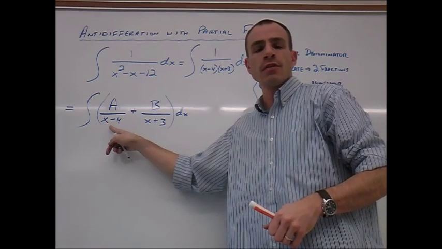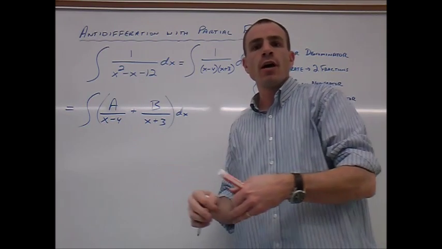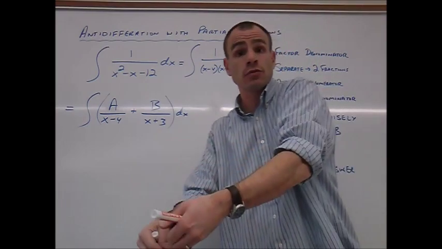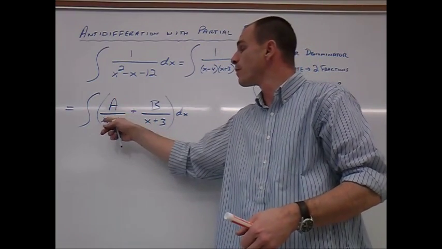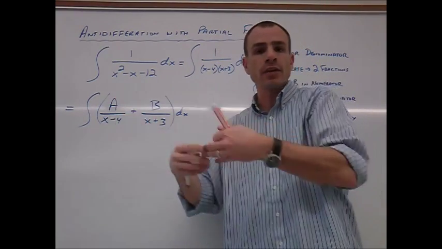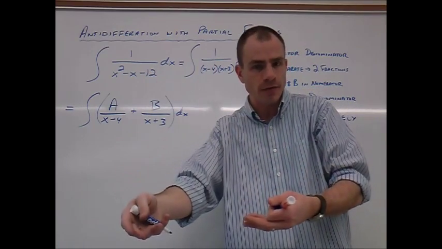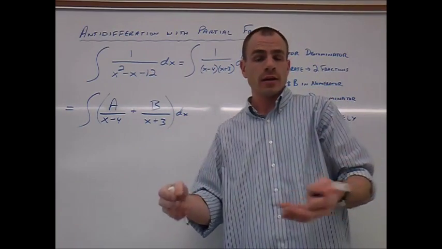Okay, we have the antiderivative of 1 over x minus 4. Well, that's going to lead us to the natural log, all right? We've got, in essence, a number over x. A number over x is, and then we want to take the antiderivative of that. It's a natural log result.